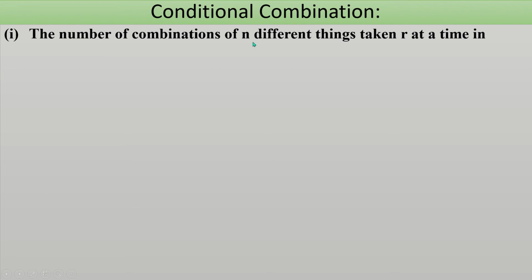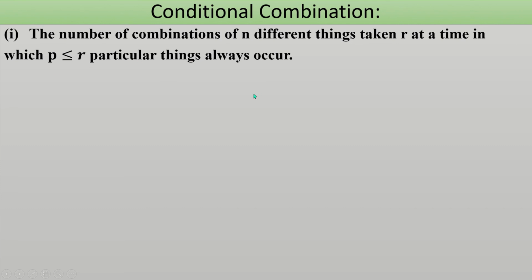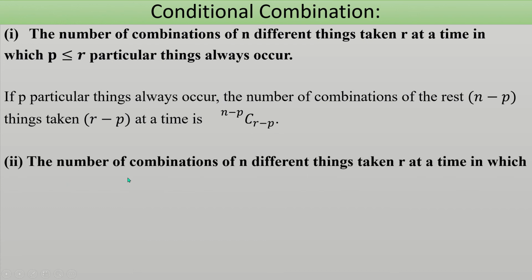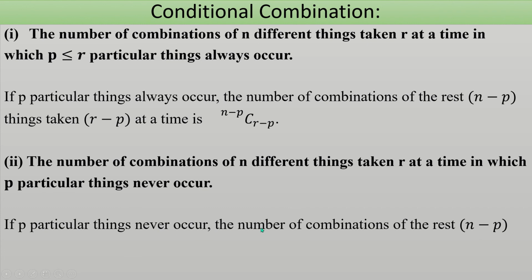Conditional combination. The number of combinations of n different things taken r at a time in which p particular things always occur, where p is less than or equal to r: if p particular things always occur, the number of combinations of the rest n minus p things taken r minus p at a time is n minus p C r minus p. The number of combinations of n different things taken r at a time in which p particular things never occur: if p particular things never occur, the number of combinations of the rest n minus p things taken r at a time is n minus p C r.